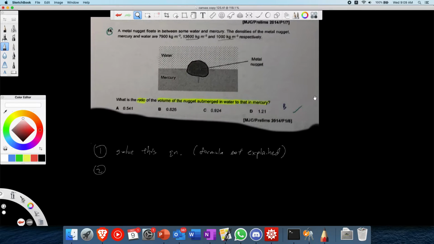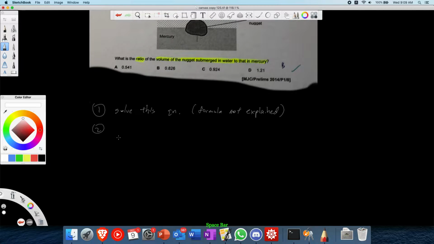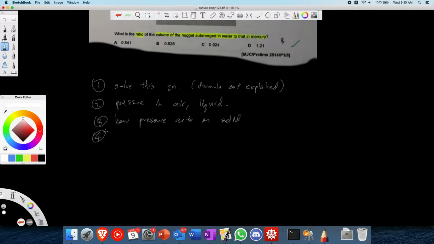So in the process of explaining the formula, I'll explain a lot of things first, then finally we'll lead up to the explanation of the formula. So first I'll talk about pressure in air and liquid. Then I'll talk about how pressure acts on a solid, usually submerged in liquid. And then I'll talk about flotation. So I'll talk about upthrust, which is the rho GV formula that you're all familiar with, I hope.